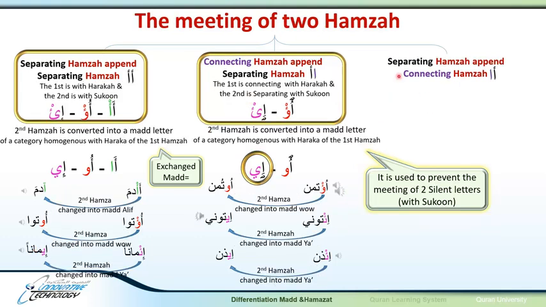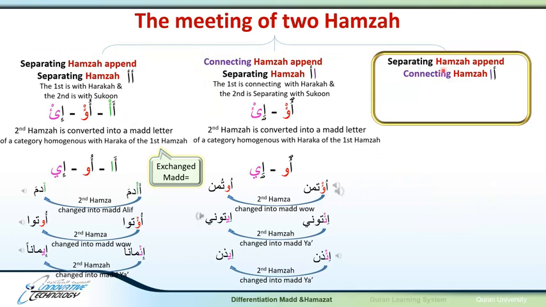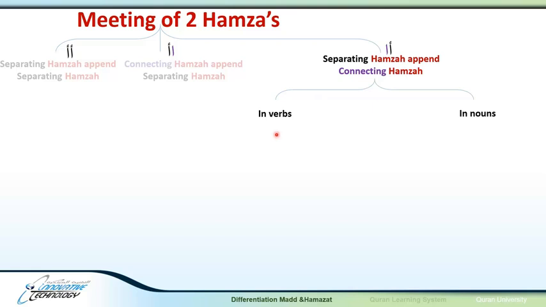Now we're going to move to the situation where the separating hamza appends a connecting hamza. A separating hamza would be appending a connecting hamza or alif. And this has two possibilities. Either it happens in verbs or it happens in nouns. Let's start with the first situation, when the separating hamza comes before a connecting hamza in verbs, like this.